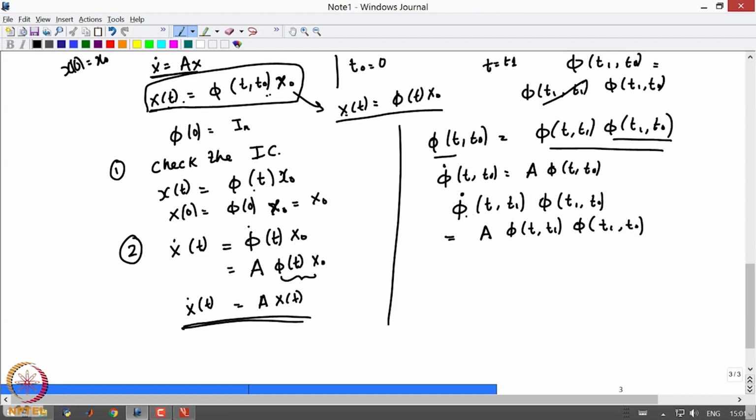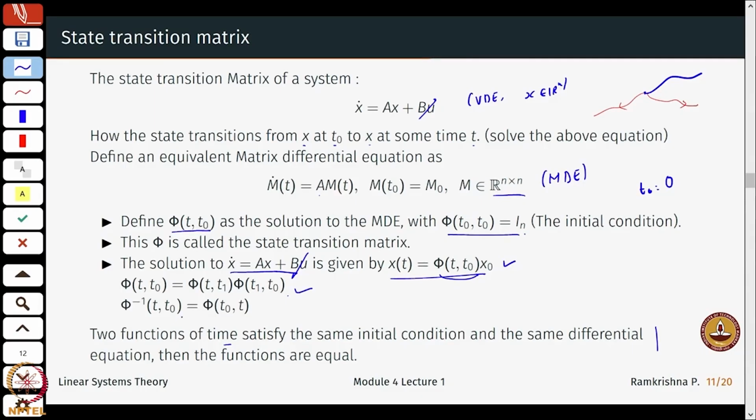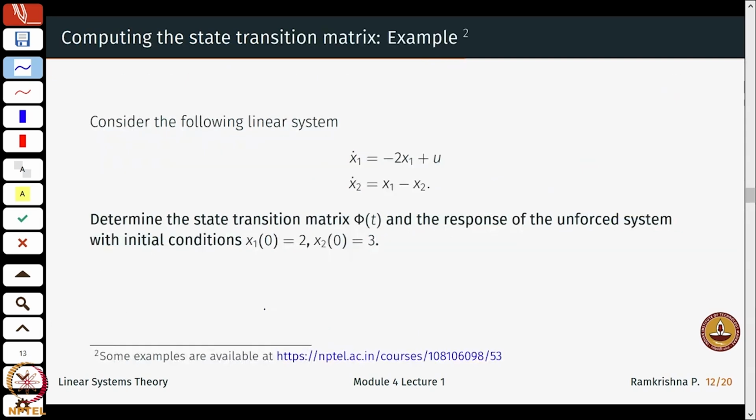So, on the left hand side I just differentiate this function. So, d by dt of this entire thing here, phi (T, T1) phi (T1, T0), will give me A times the entire function rewritten here itself. So, the second thing is also true, and I think this can be a little easy to prove, so I will just leave that as a little exercise. Okay, so let us spend some time solving a particular thing.